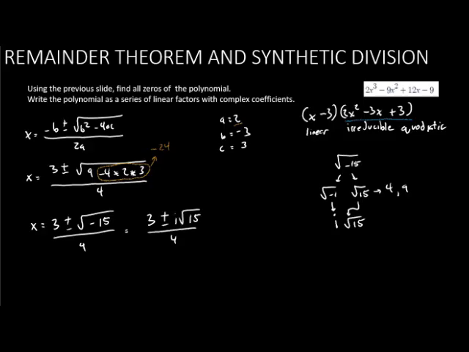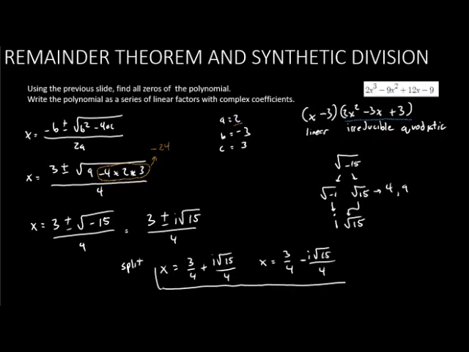still divided by 4. Now we will split that into two solutions. Our first solution will be x equals 3/4 plus i root 15 over 4. Our other solution will be again 3/4, but now minus i root 15 over 4. These will be our complex roots.